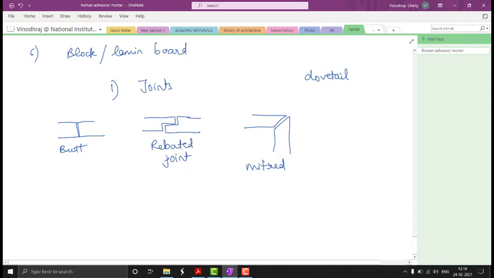There are many other types of joints. If you just Google types of joints in wood, you will get them along with pictures, so you can understand them better. So make sure you go through the types of joints.